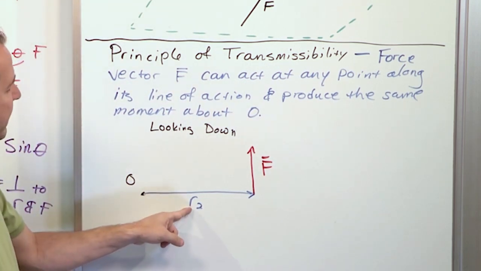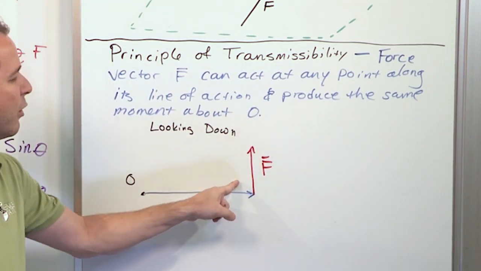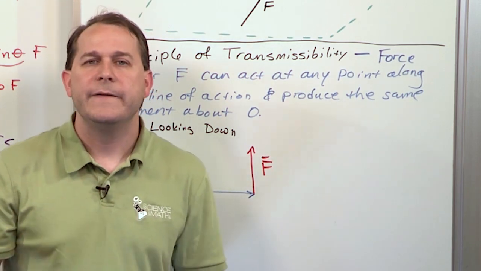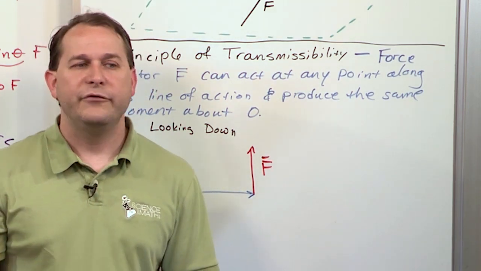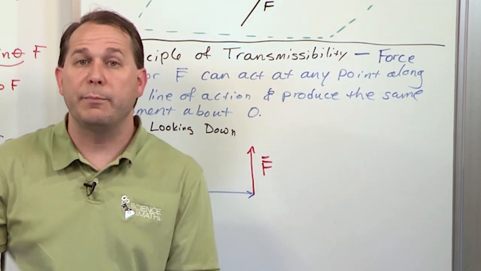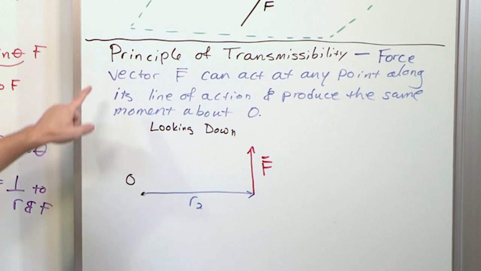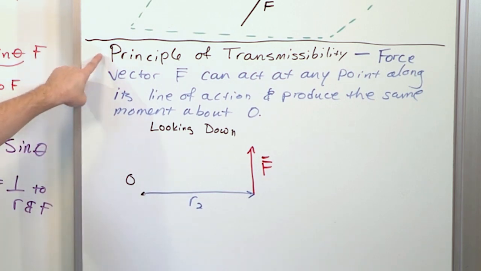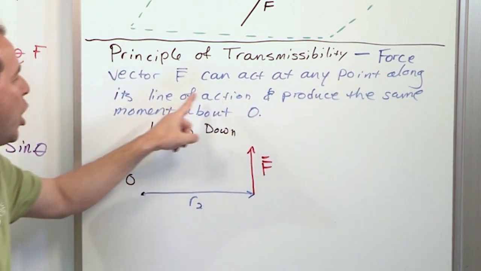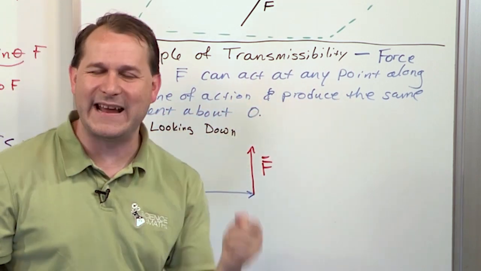The magnitude of the moment is just R times F, because this is already 90 degrees, and we already said that the moment really only responds to the component of the force perpendicular to the moment arm. And that's what we have here. But what this principle of transmissibility is saying is that the force vector can act at any point along the line of action and produce the same moment.